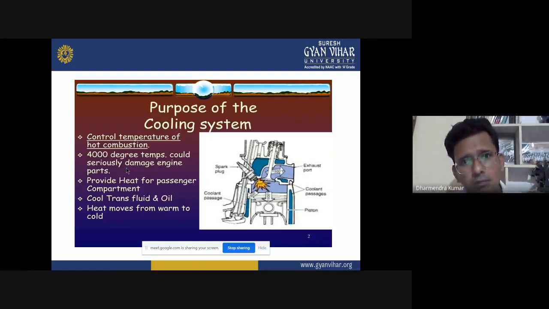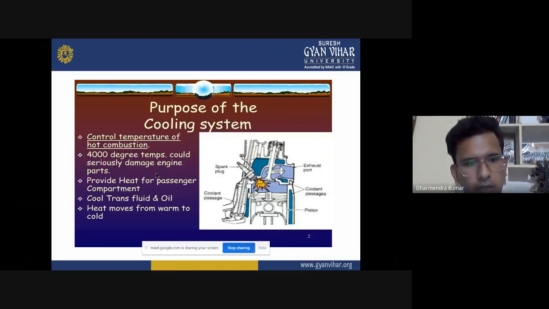The cooling system decreases almost 20% of the heat generated during the combustion process. Now the next point is that a temperature of almost 4000 degrees could seriously damage the engine parts if you do not provide a cooling system. Another one is to provide heat for the passenger compartment. This cooling system also ensures that in the winter season there is transmission of heat around the passenger seats.